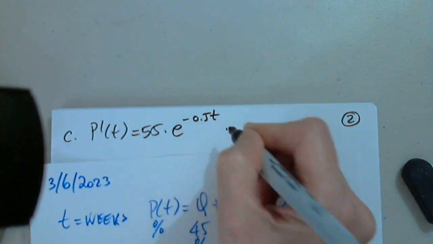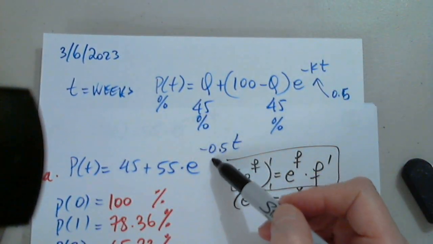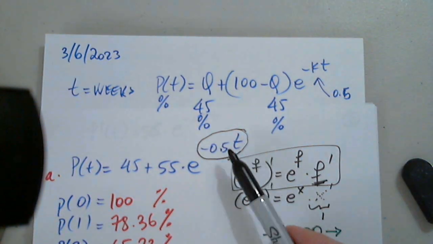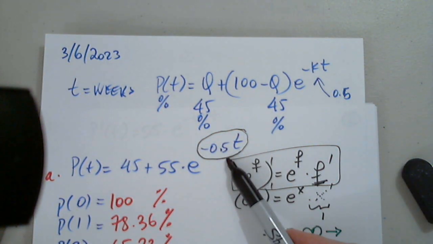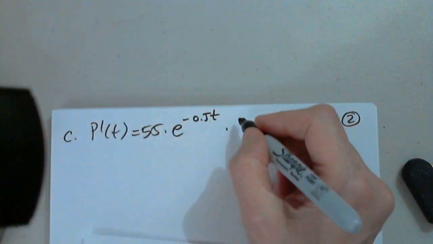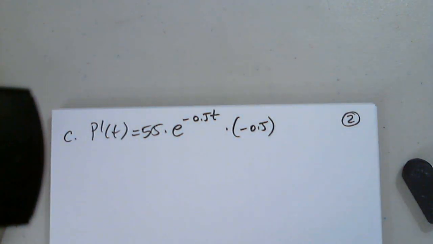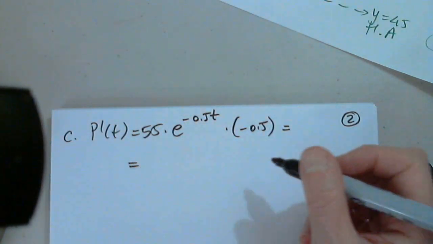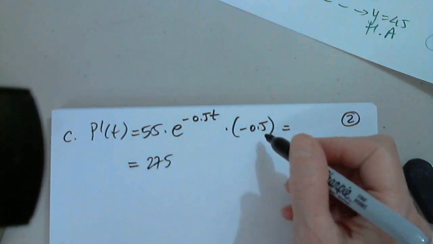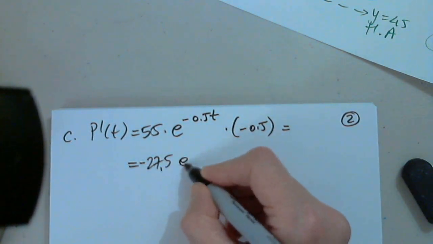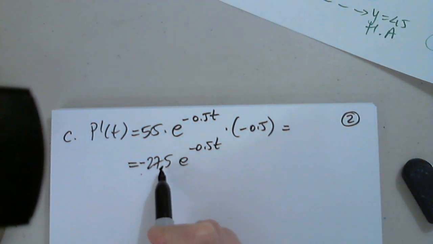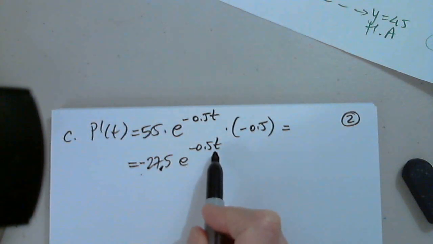So I have to copy e to negative 0.5t times, can anyone give us the inner function prime? This piece. What is the inner function prime? Negative 0.5. Excellent, thank you. Good. So now, of course, I have to multiply these two. And 27.5 with a minus in front, e to negative 0.5t. So I have to enter negative 27.5 times e to negative 0.5t.